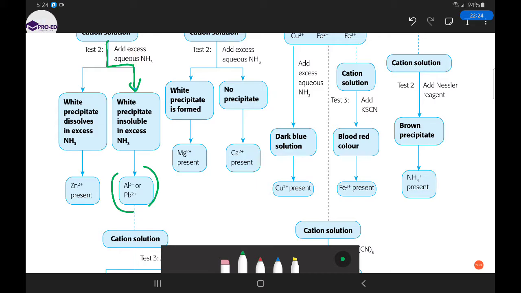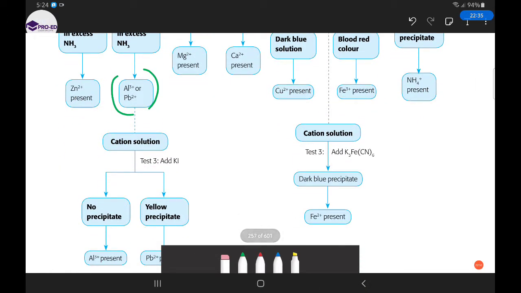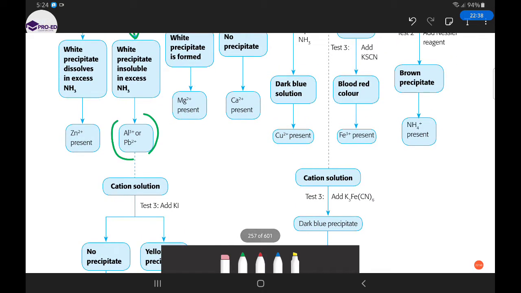If it is zinc, we confirmed it. If the precipitate dissolved, we know it's definitely zinc, but now it didn't dissolve, so we know it's one of two. It's either aluminium or lead ions. How are we going to confirm it? Later we're going to do it by adding a specific reagent. Okay, so again we are going to stop at this part. So right now we have done until here.